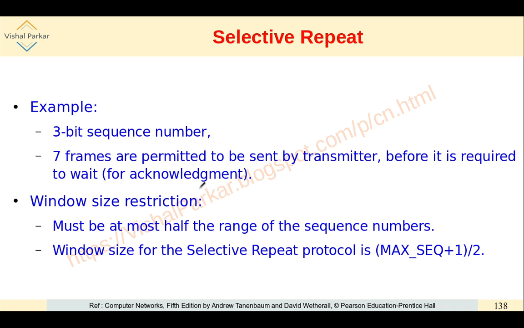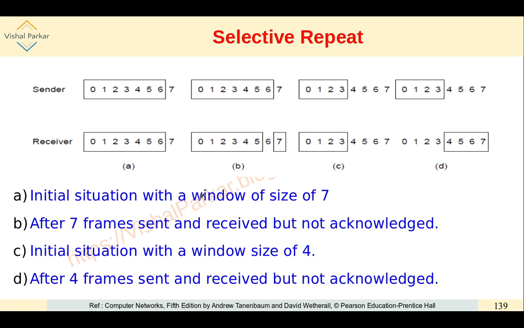Now the window size restriction here is (max sequence + 1) / 2. That means it must be at most half the range of the sequence numbers. Why this is, we'll see with one actual example.